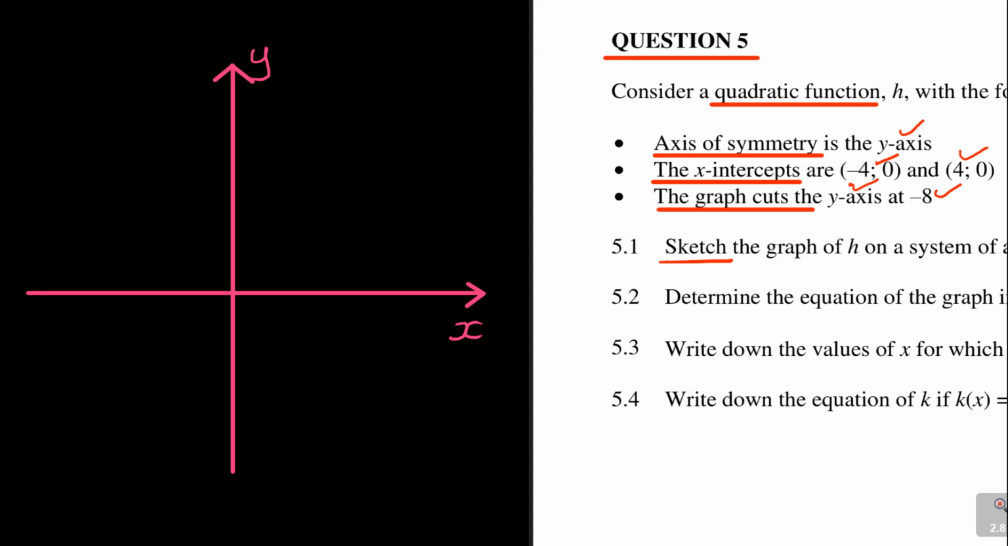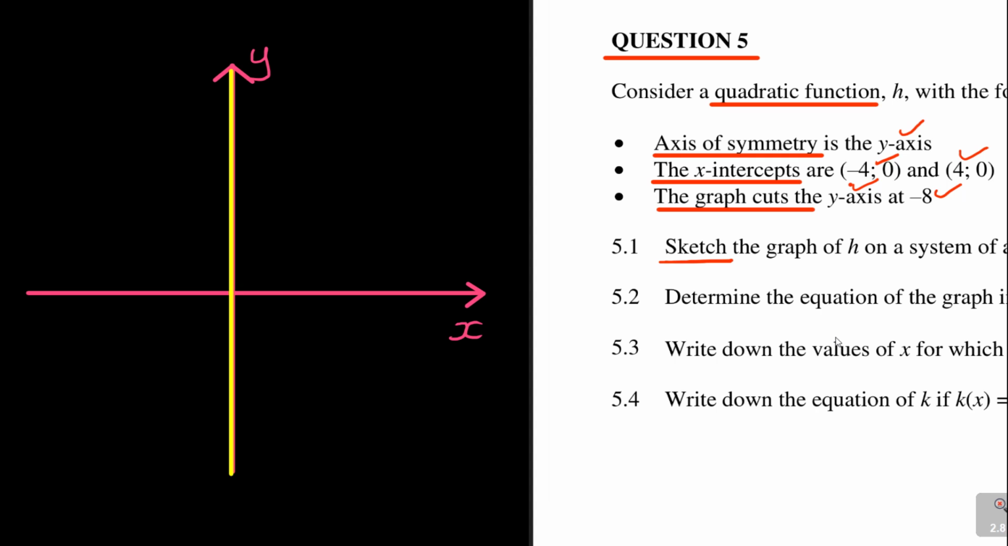From here, they gave us something. The axis of symmetry is the y-axis. So guess what? There is my axis of symmetry. I was supposed to make it dotted, like this, but let me just make it solid. This is my axis of symmetry of this graph. Are you getting that?